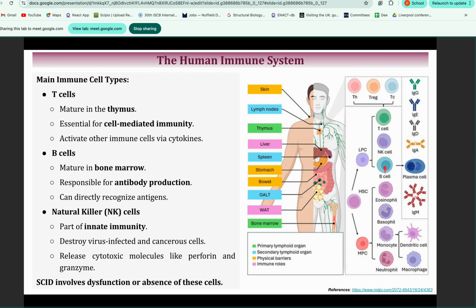And these are the T cells, B cells, and NK cells released from these LPCs, which are the lymphocyte progenitor cells, whereas this is the hematopoietic stem cell, which is responsible for the blood cells such as eosinophils, basophils, monocytes, neutrophils. These monocytes further give rise to dendritic cells and macrophages. So all these cells belong to the immune system. They're responsible in the immune system.